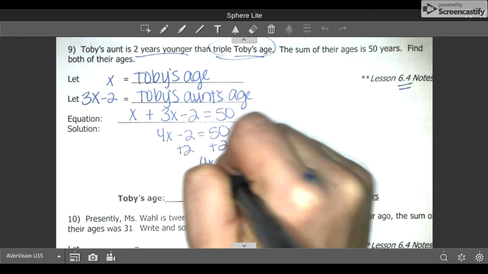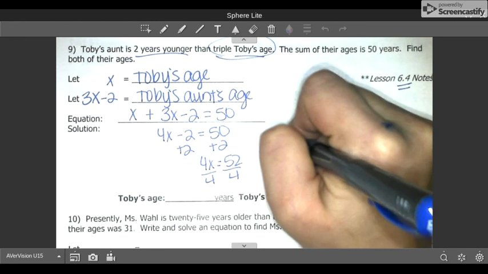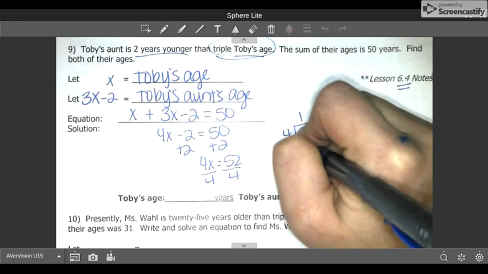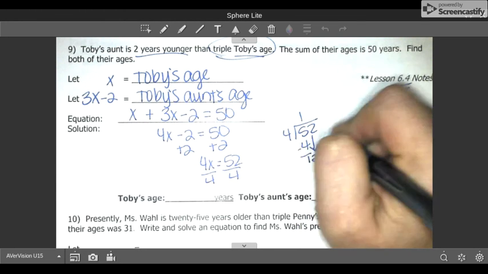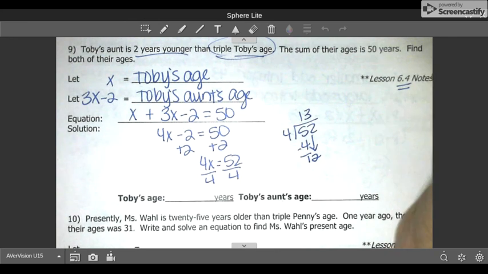Divide by 4. Let's see, how many times does this go in? I can't think because it's 10 o'clock at night. 13. 13. Let's go with it.